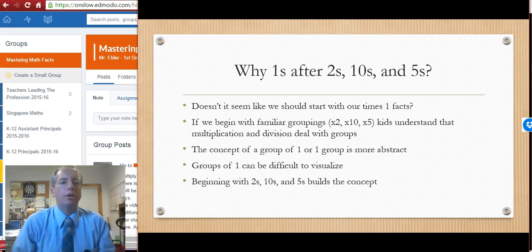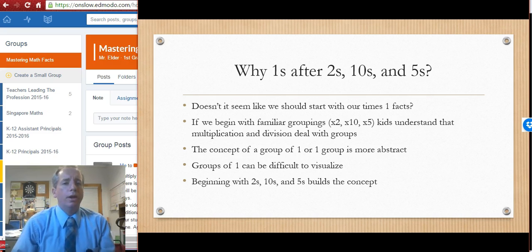So by beginning with groups of 2, groups of 5, and groups of 10, what we do is we begin to build that concept that what multiplication and division are is efficient ways to think about grouping. And so if we start with zeros and ones, kids get an idea that I'm just supposed to remember these multiplication facts, and they don't necessarily grasp onto the idea of why and what those are representing. So that's the biggest reason we're going to go to ones after 2s, 10s, and 5s.